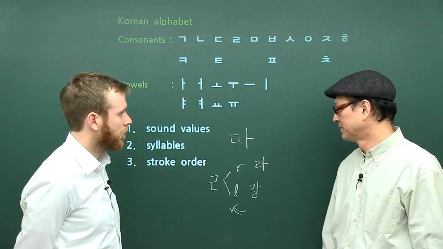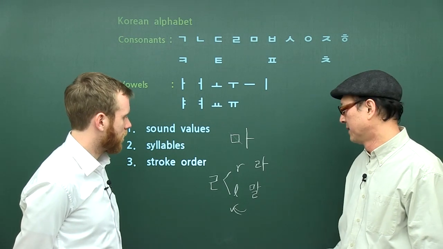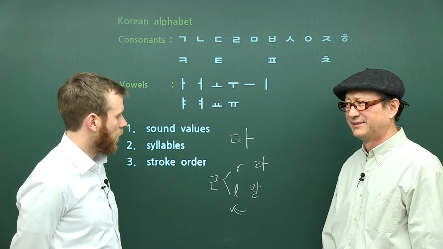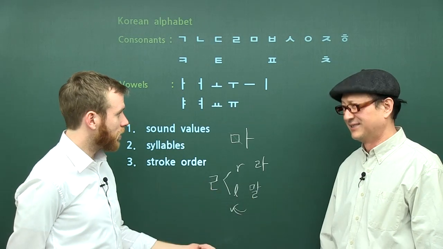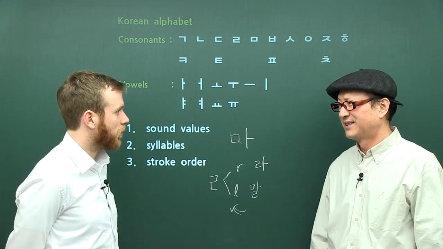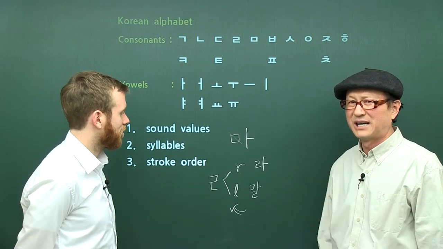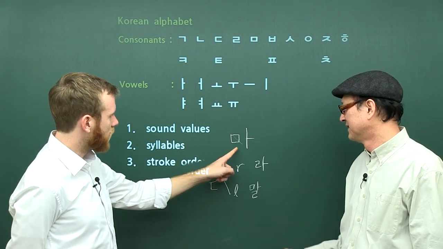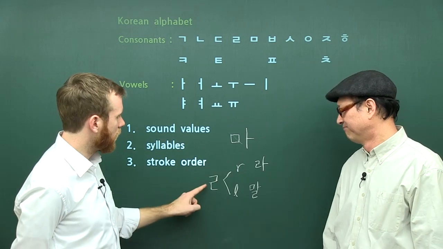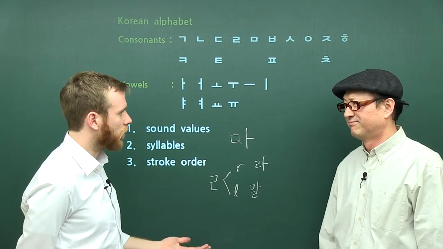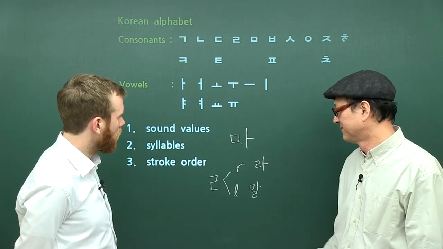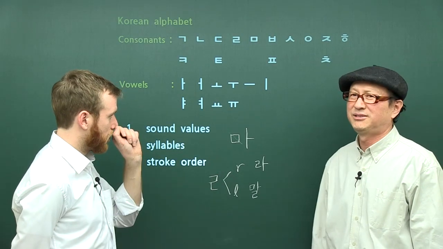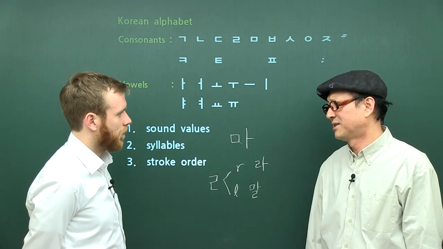What does mal mean? Mal could be a horse. It could also be a word, or a language. Hanguk-mal, Korean language. We had ma here. So just adding the L sound gives us a different word. And Robert, what would ma be? Ma can mean many different things.